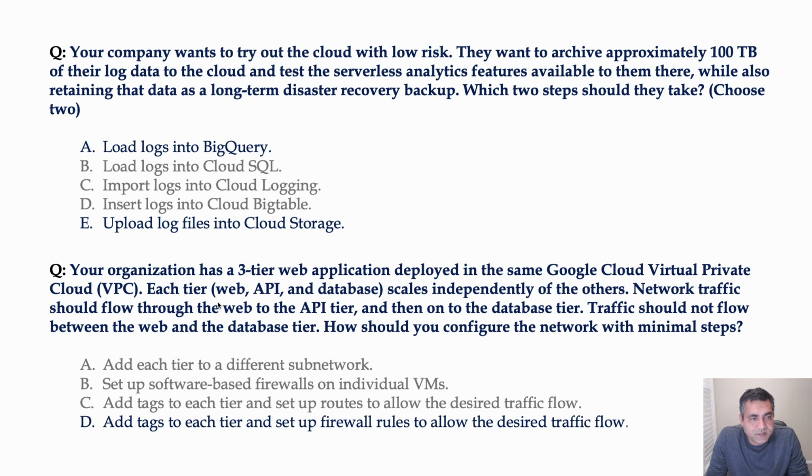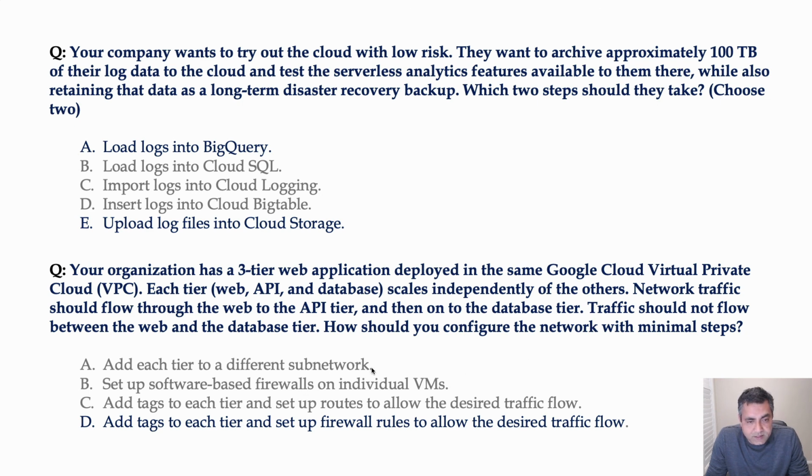The next question: your organization has a 3-tier web application deployed in the same Google Cloud virtual private cloud. Each tier, web, API and database, scales independently of the others. Network traffic should flow through the web to the API tier and then onto the database tier. Traffic should not flow between the web and the database tier. How should you configure the network with minimal steps?